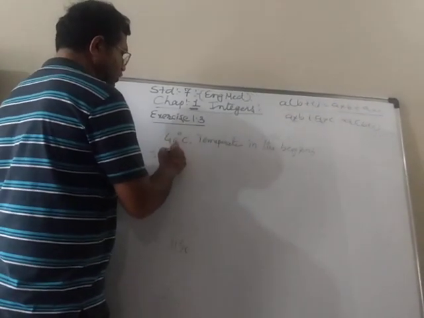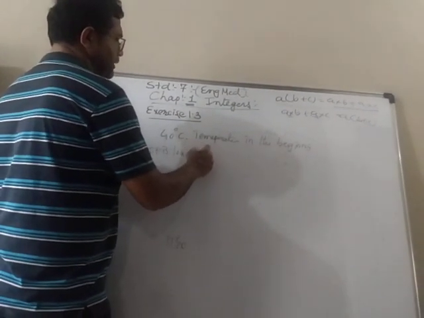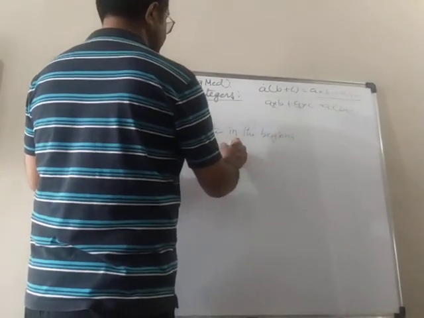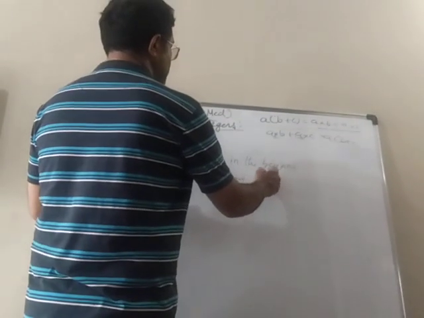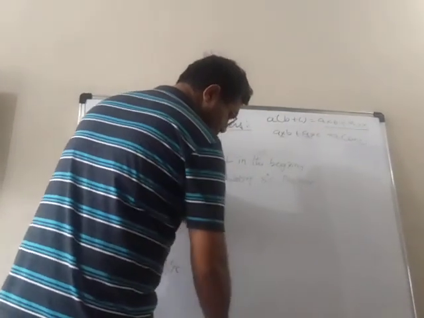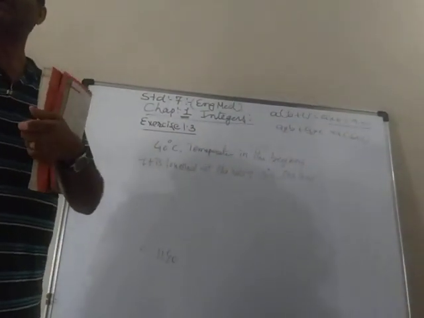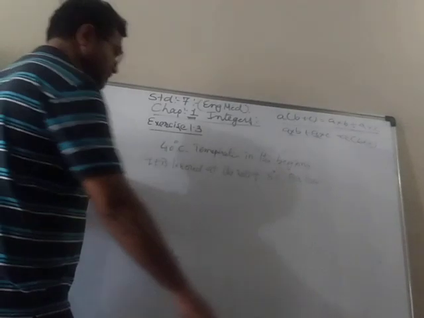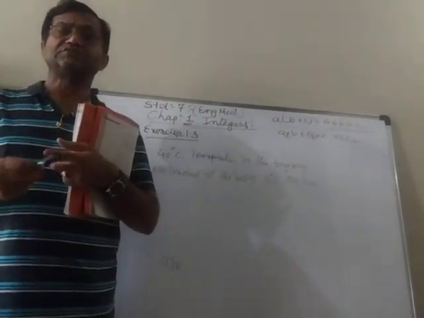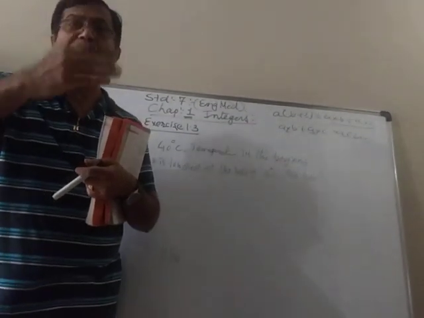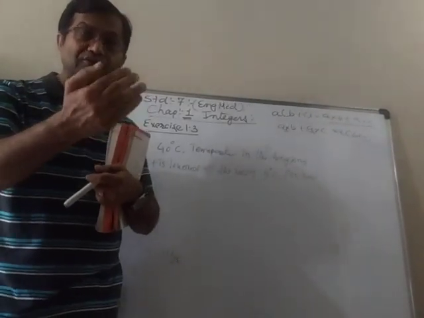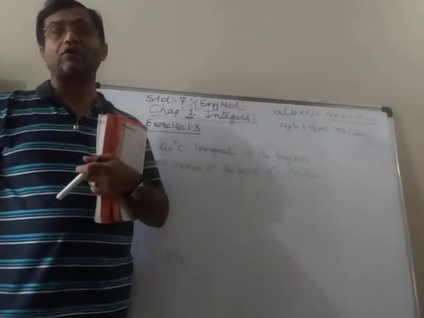It is lowered at the rate of 5 degrees Celsius per hour. It is lowered by 5 degrees Celsius every hour. It means that every hour the temperature is going down and down and down. How much? Every hour 5 degrees down, 5 degrees down, 5 degrees down.